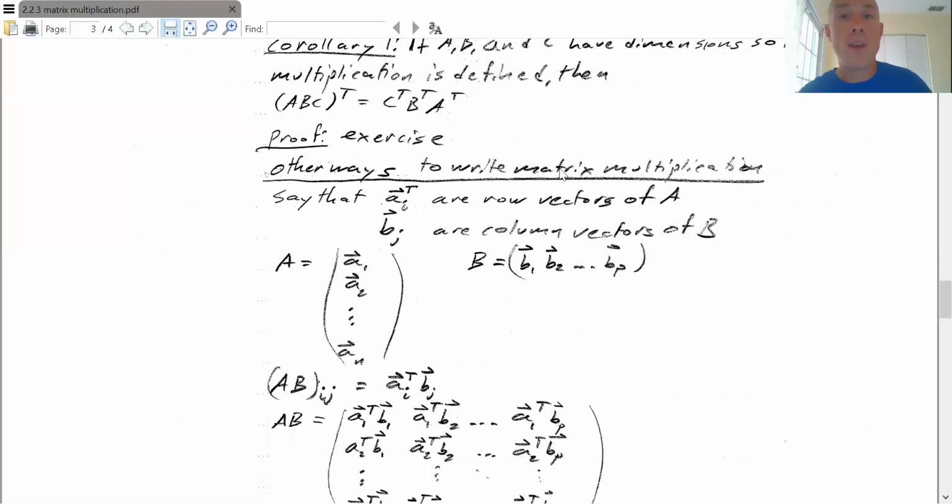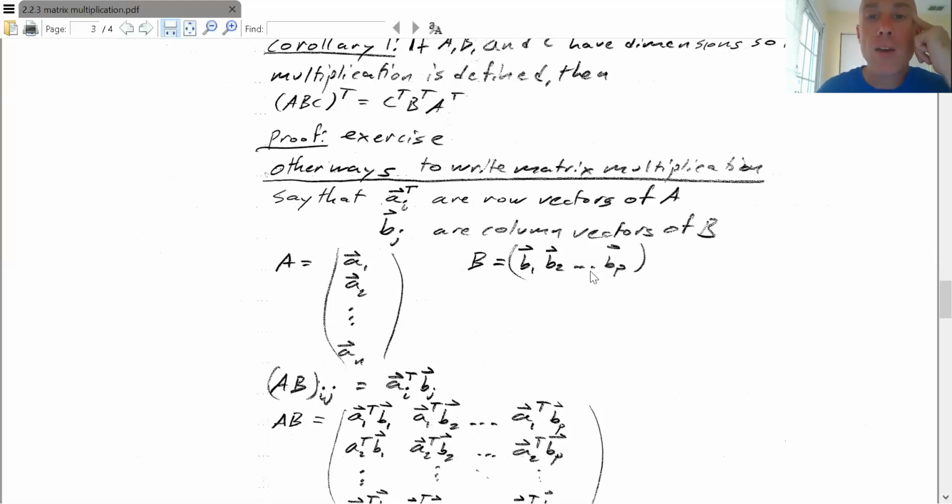All right, so let's say that ai transpose are the row vectors of A and bj are the column vectors of B. Then I can write A as a stack of row vectors. So here we're saying that this is a bunch of row vectors. I should not have that T there. Well, the troubles with PDFs.